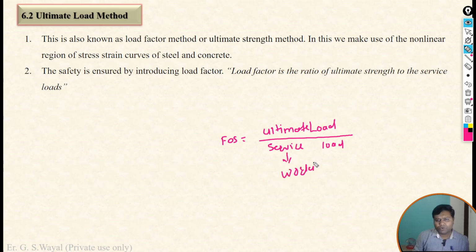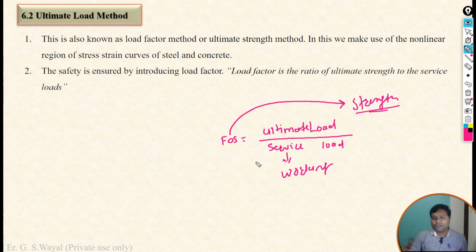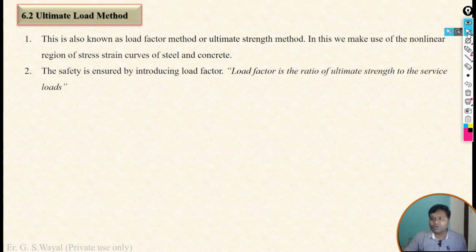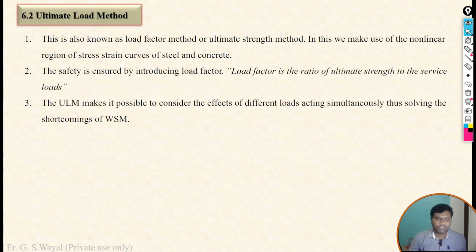Previously, in the working stress method, we focused on the strength, meaning the factor of safety is based on the strength. But in the ultimate load method, our factor of safety depends on the load. That is the main difference between these two methods, the working stress method and the ultimate load method. The name also suggests it: load method means we are considering the load factors from the design point of view.